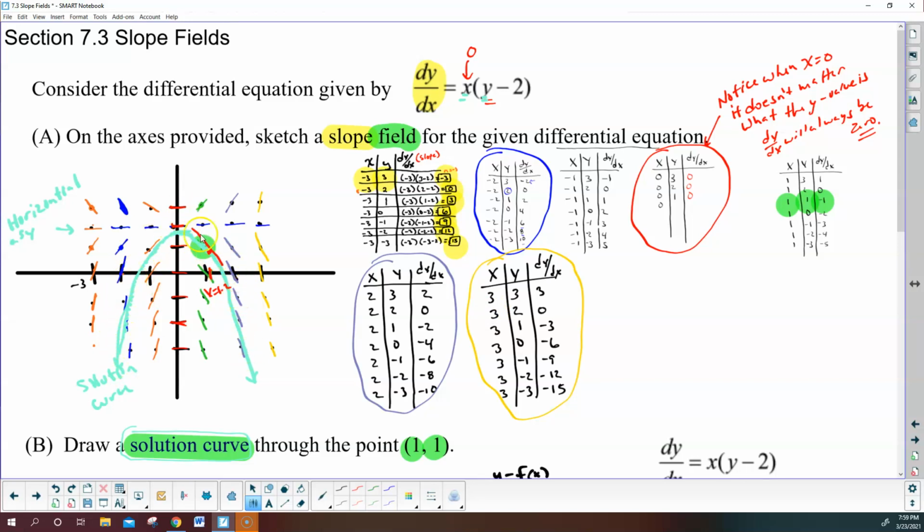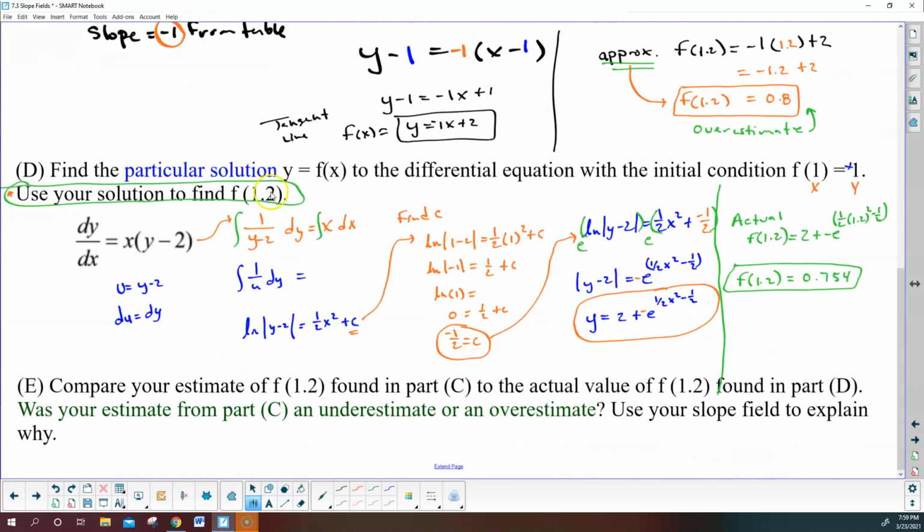concave down, and the tangent line is above, so therefore, whatever value we get using our tangent line will always be an overestimation. So if you're going to explain this, you want to say something about the fact that the original solution is concave down and our tangent line would be an overestimation. Okay, so you can kind of see that both in the values here, you can definitely see that our estimate is an overestimate versus the actual value, and you can see it in the slope field as well.